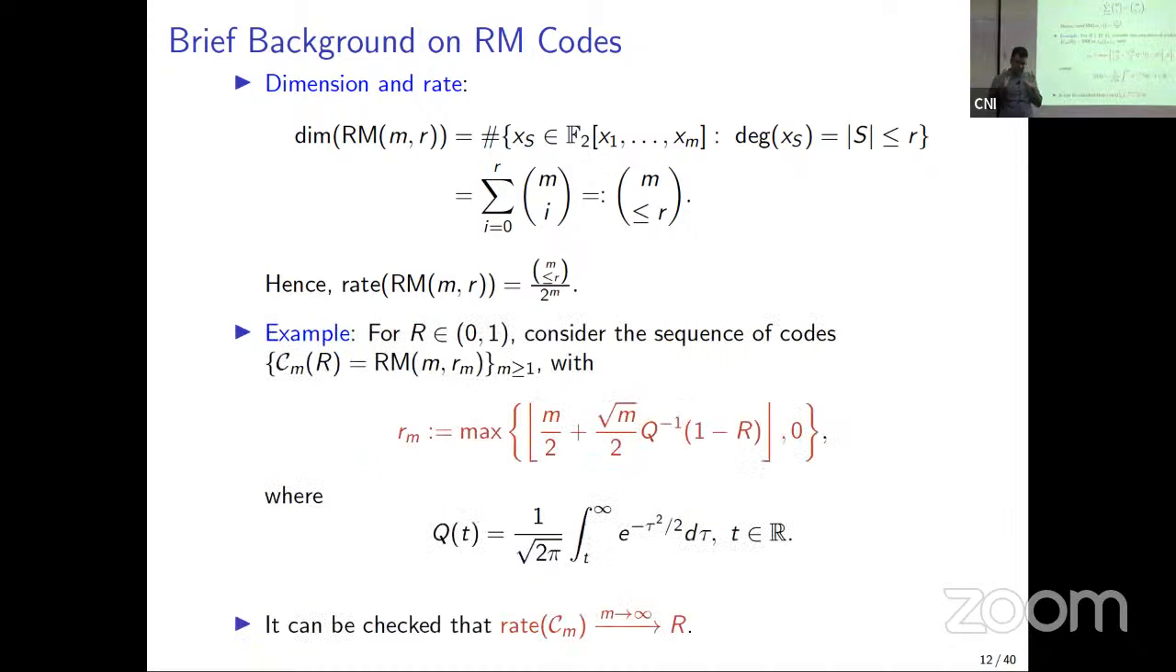Now, what is key here is that given any particular rate capital R that you want to design codes for, you can always construct a sequence of Reed-Muller codes whose rate is capital R. This is a very canonical construction that has been used in the literature, and it will appear again sometime. You can verify that the rate of this sequence of Reed-Muller codes, the limit of this quantity as n goes to infinity, is in fact capital R.